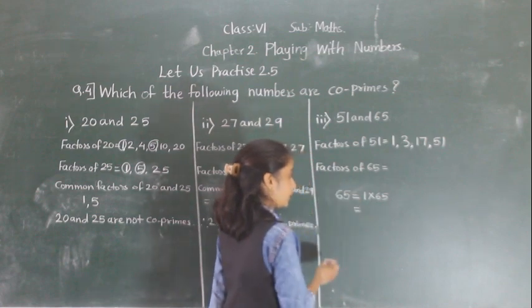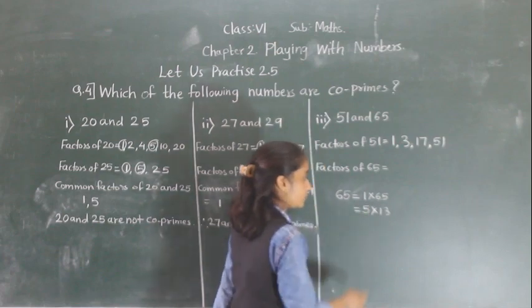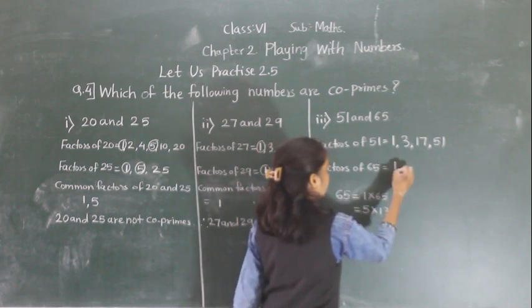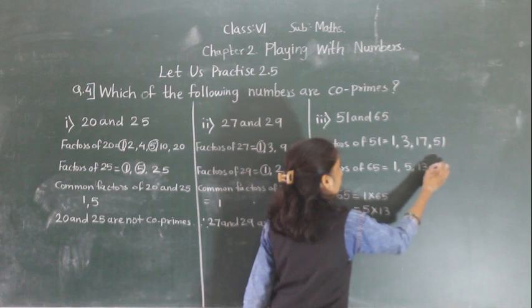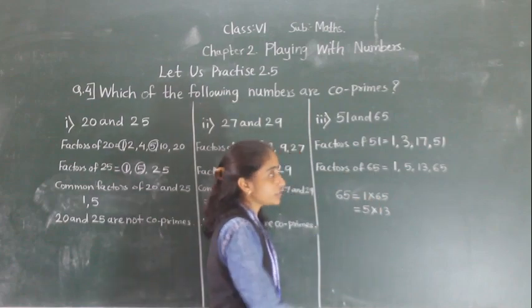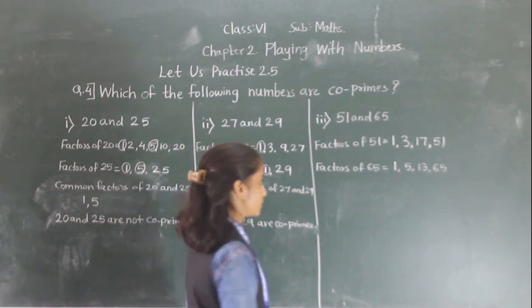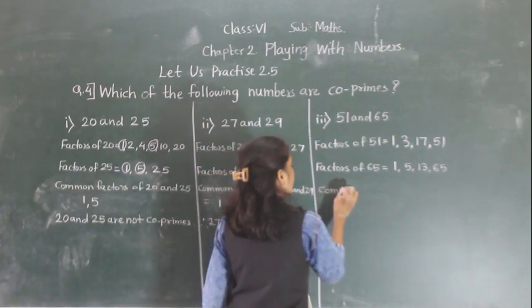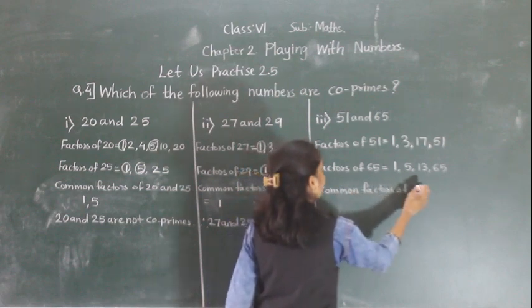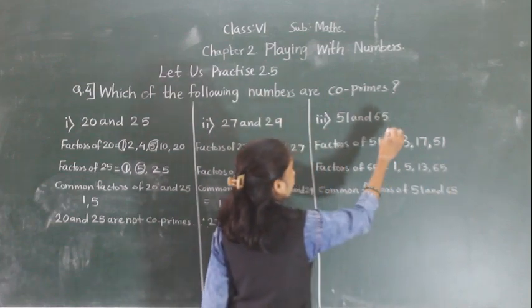65. Okay. Then it is divisible by 5. 65. These are the factors of 65. Now after that what we are going to see? Common factors. Okay. Common factors of 51 and 65. Which are the common factors in this?